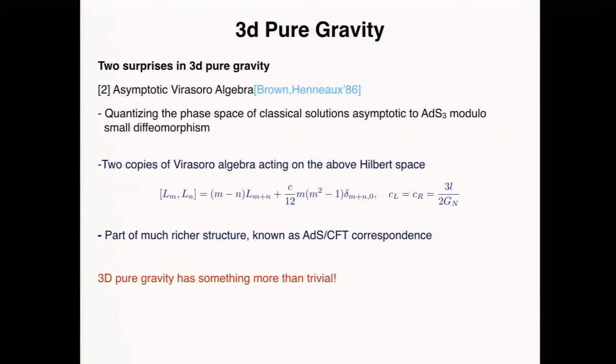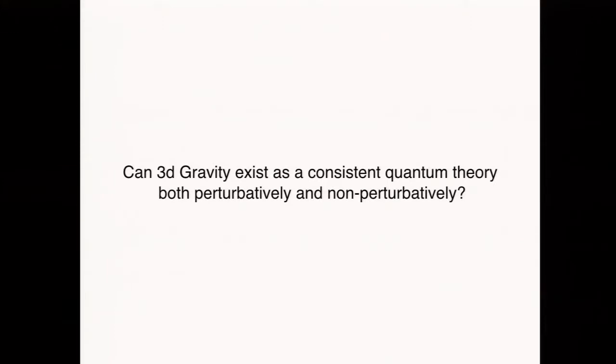Now, the second surprise was discovered earlier, in the late 80s. This theory with negative cosmological constant has asymptotic Virasoro algebras, which means that even though the theory itself is trivial, if you quantize the theory with certain AdS boundary conditions, then there are remaining degrees of freedom, and that allows us to have two copies of Virasoro algebras. And that will act on the Hilbert space. It is in some sense a precursor to the AdS/CFT correspondence. So it seems that 3D pure gravity with negative cosmological constant is a lot more interesting than a simple trivial theory. So the question is, can 3D gravity exist as a consistent quantum theory, both perturbatively and non-perturbatively?